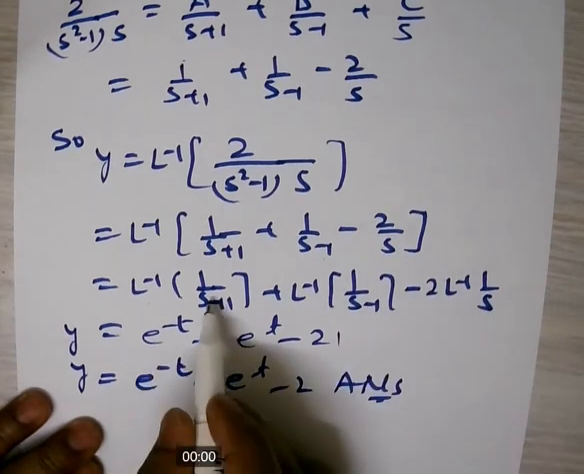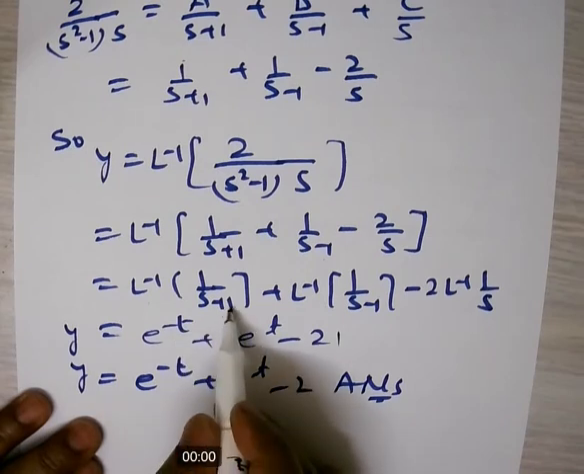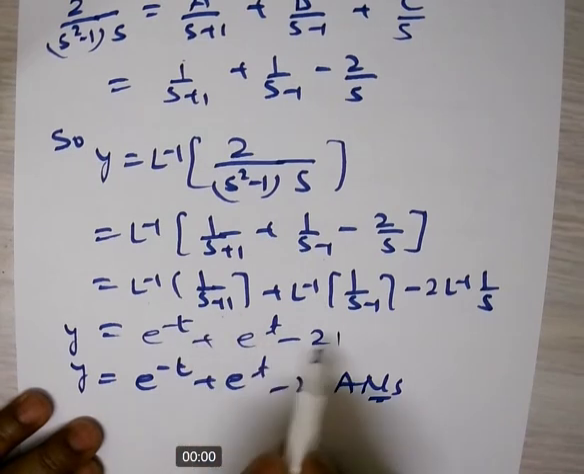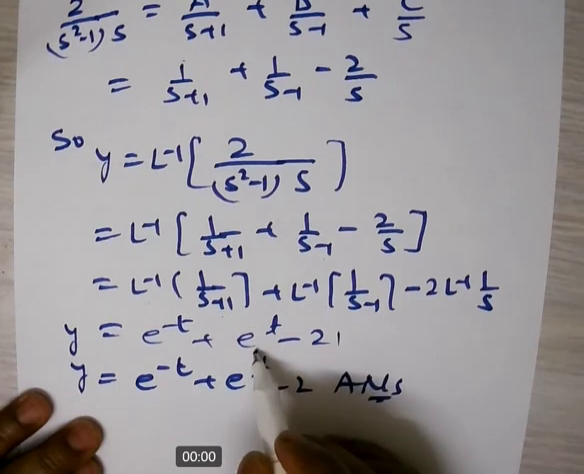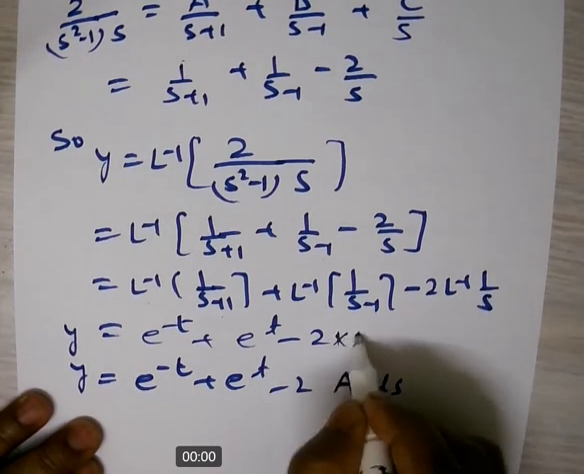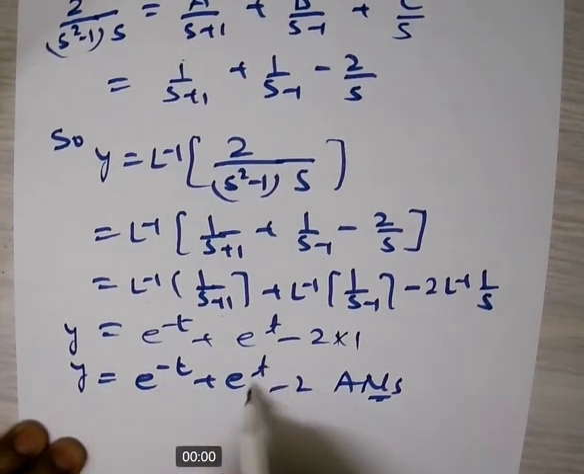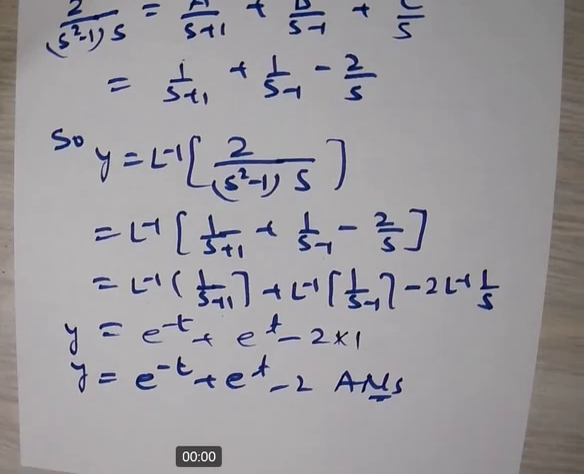Again see that one: this is s plus 1, so e power minus t. And here s minus 1, so write e power t. And minus 2 times the Laplace inverse of 1 by s, which is 1. So simplify: y is equal to e power minus t plus e power t minus 2. This is the answer of that question, which is given in the second order form. Hopefully you people understand.